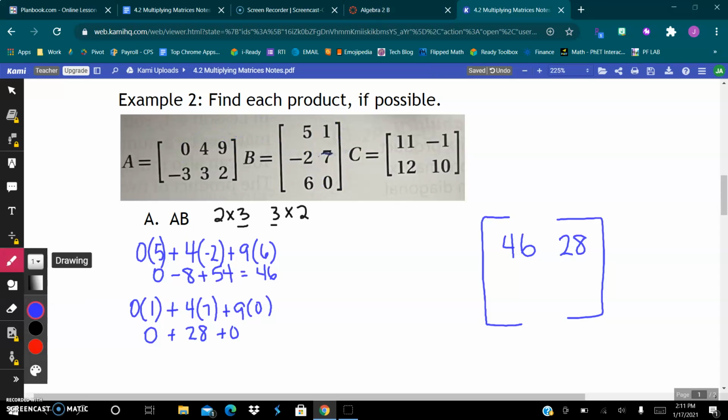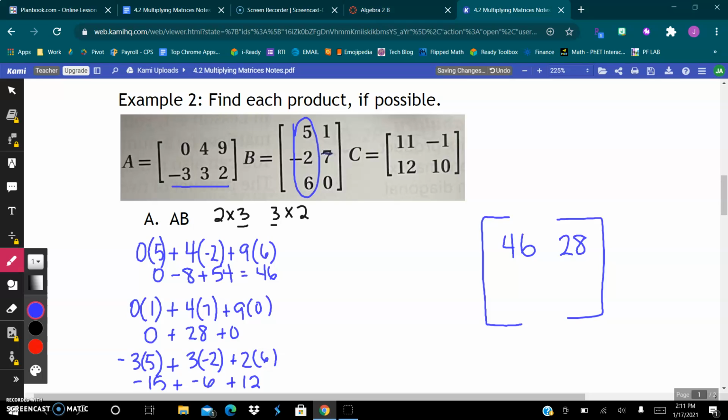Then we move down. You have the second row by the first column. So -3 and 5 for the firsts, 3 and -2 for the middles, and 2 times 6. So that's -15, a -6, and a +12, which would equal -9. So that would be here.